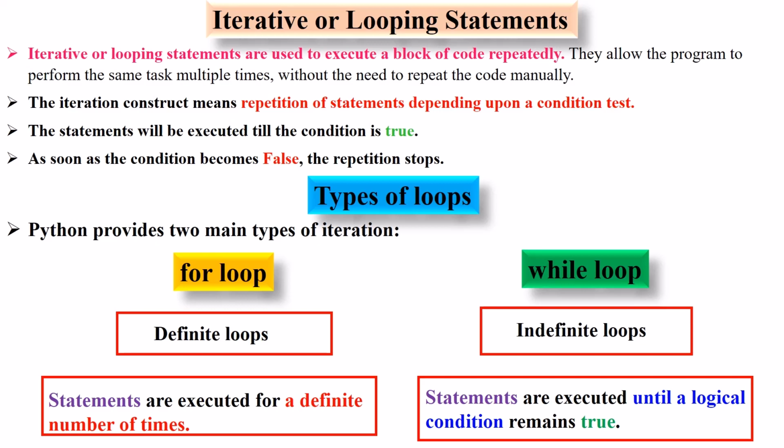There are two main types of iteration, for loop and while loop. For loop is a definite loop. Statements are executed for a definite number of times. While loop is an indefinite loop. Statements are executed until a logical condition remains true.